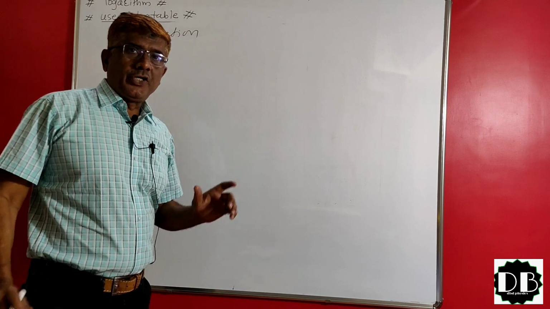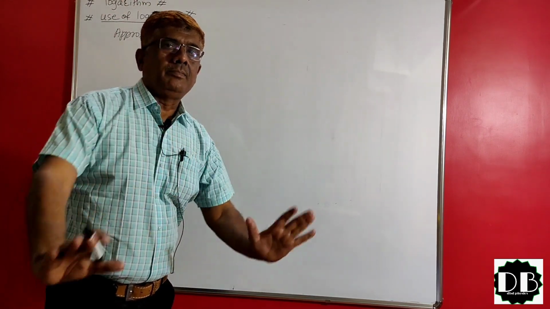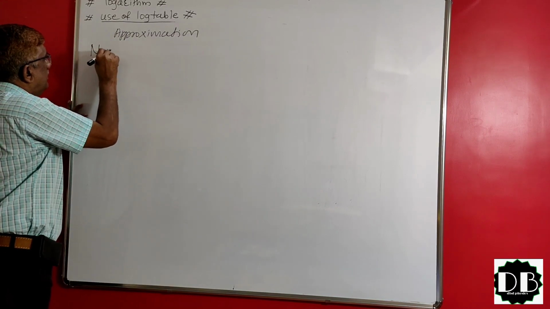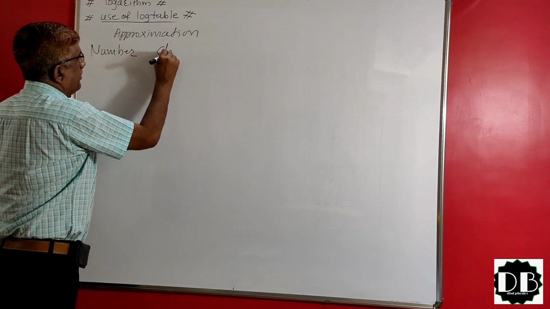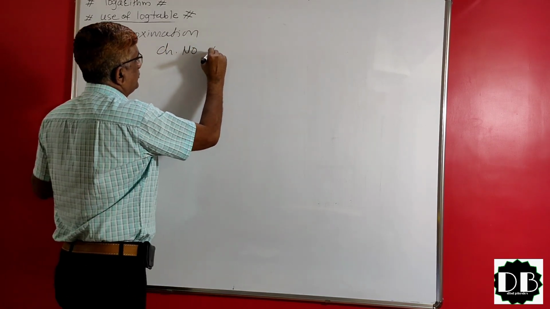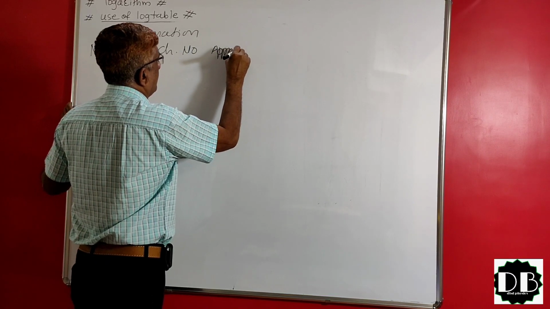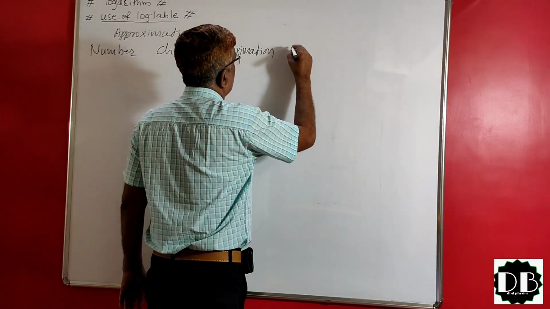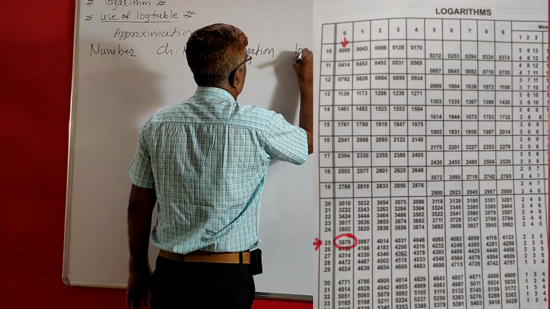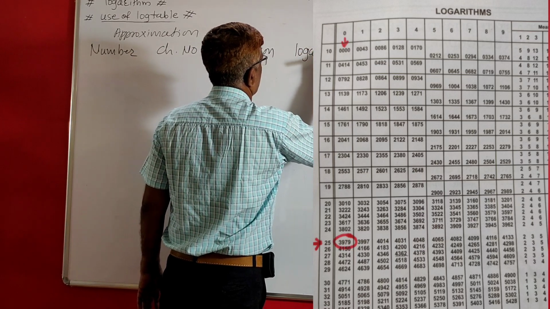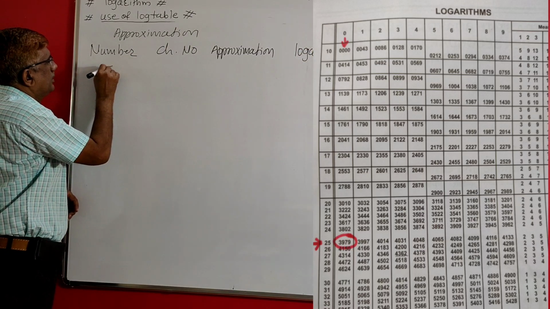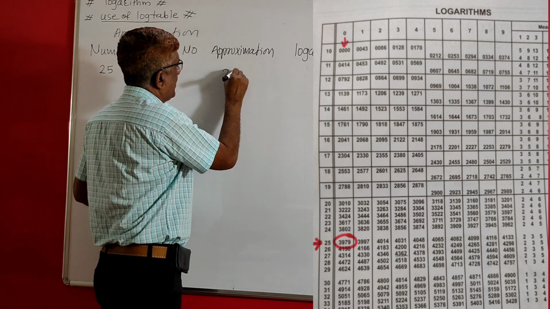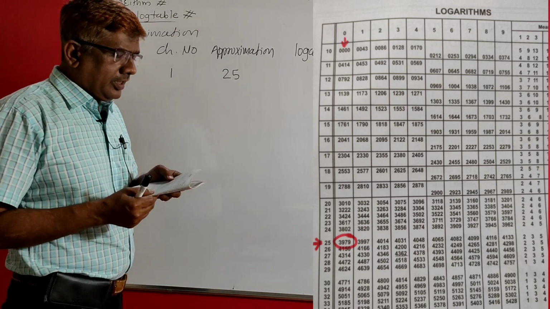Before approximation of the number, we must know its character number. Once again, we use a table like that. Suppose the number, character number, and approximation, and then its log. Suppose 25 is our number. Character number is 1. Approximation is 25.